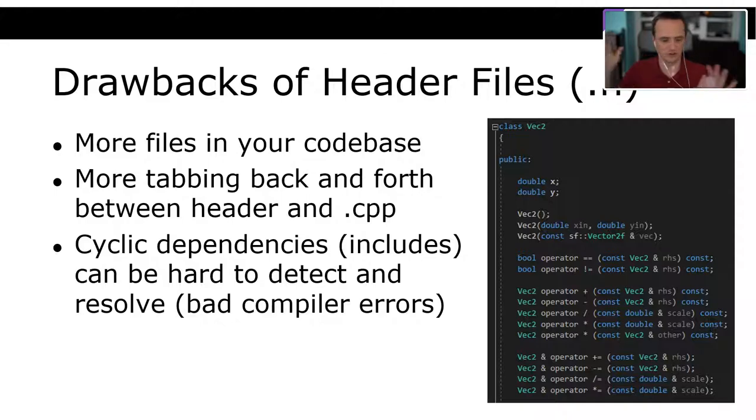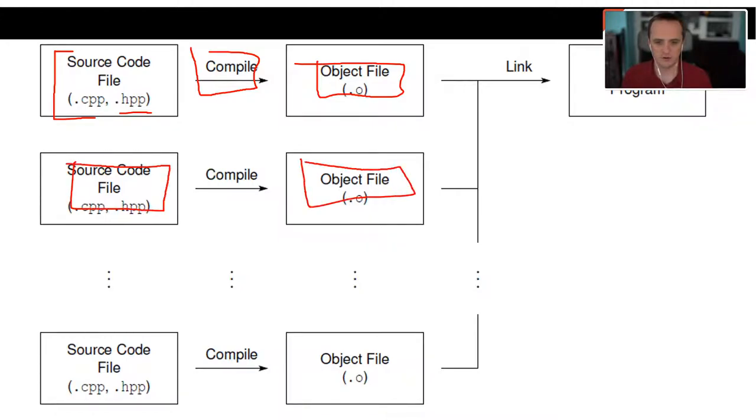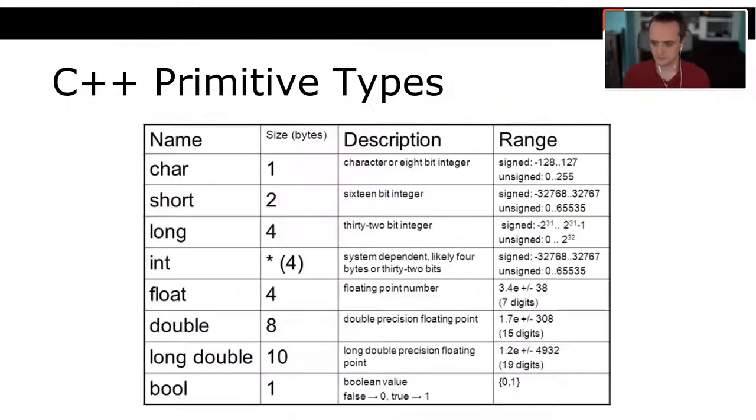In Java, those are automatically resolved for you. But in C++, they are not automatically resolved for you. And so that's something that's a little bit annoying. So again, what happens is we have our source code files, we have header files, sometimes they're HPP if we're working with templates, we'll talk about that later. They get compiled into object files, one object file per CPP file typically. They all get linked together into a program.